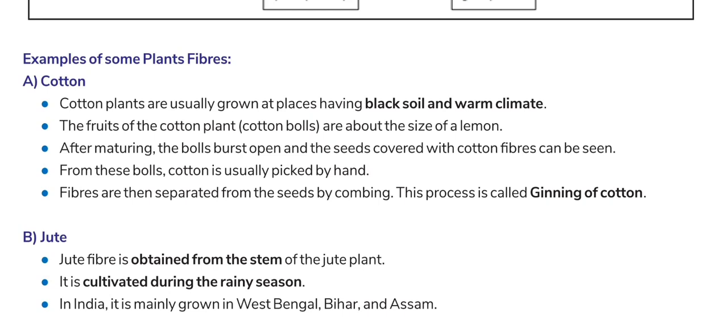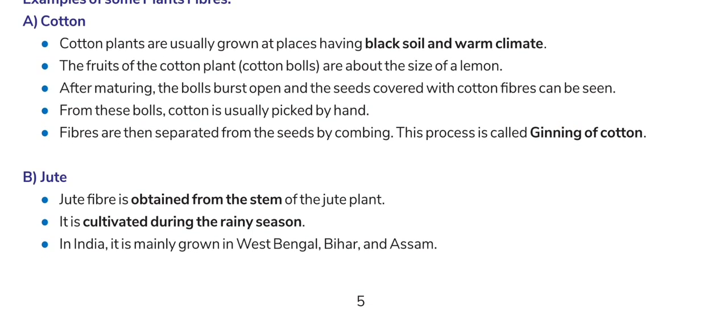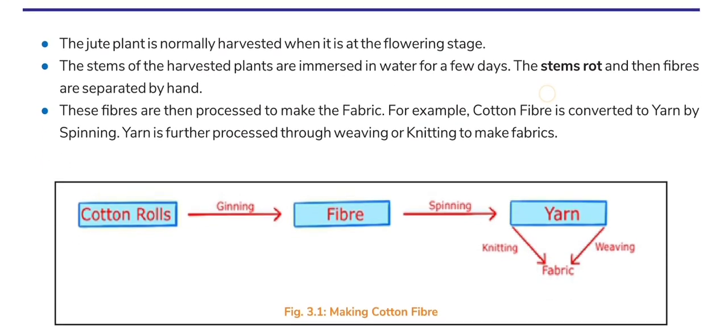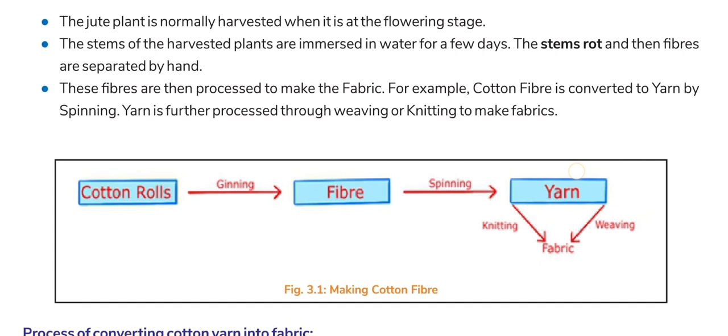B. Jute. Jute fiber is obtained from the stem of the jute plant. It is cultivated during the rainy season. In India, it is mainly grown in West Bengal, Bihar, and Assam. Fiber to fabric. The jute plant is normally harvested when it is at the flowering stage.